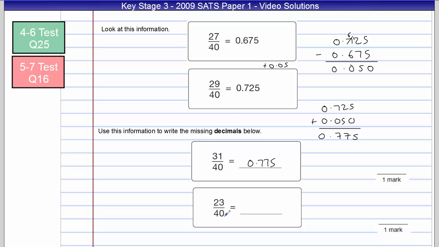Here we've got 23 over 40, so we can do that by starting with 27 over 40 and taking away 0.05 twice, and that's the same as taking away 0.1. So we can do 0.675 take away 0.1. 5 take 0 is 5, 7 take 0 is 7, 6 take 1 is 5, so we get 0.575.